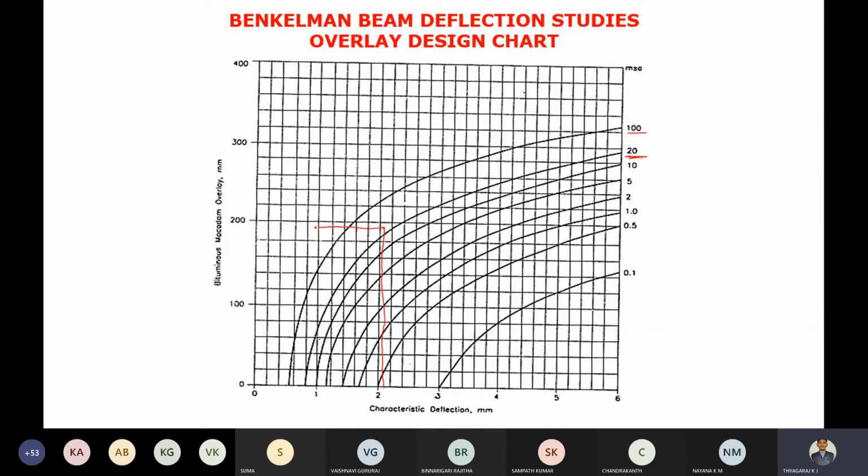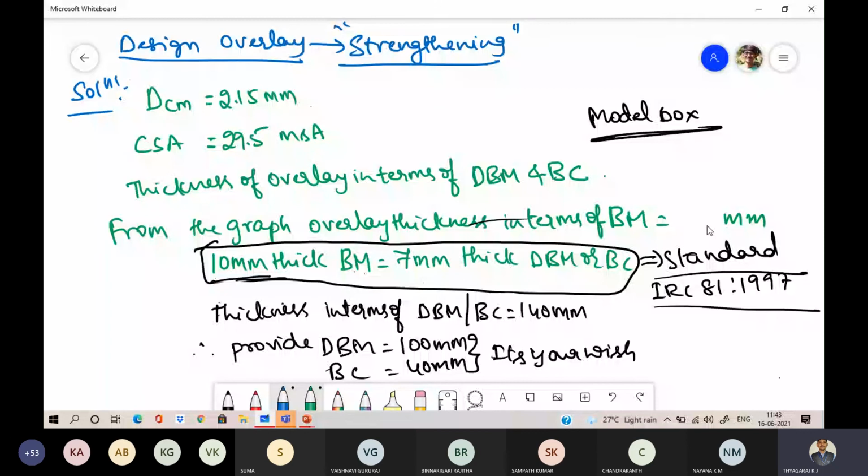So we will take approximately, we are going to get around 195 mm only, or we can take 190 mm. Since there is no curve for 30 MSA, we will consider the 20, slightly above that. So we are going to get 190 mm. From the graph we are going to get 190 mm. Make a statement here.